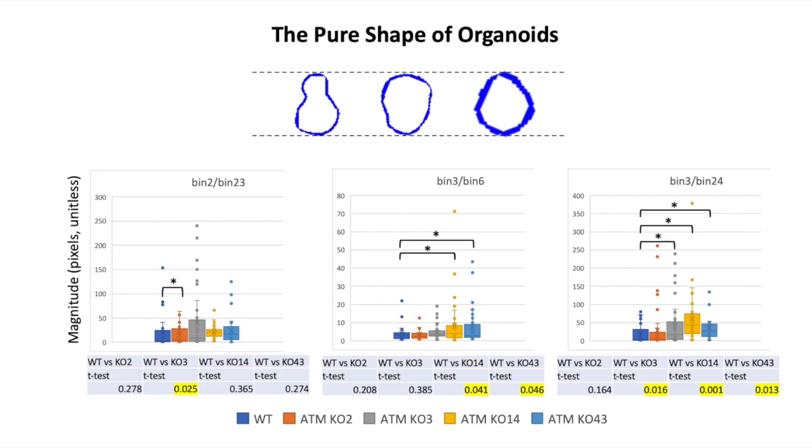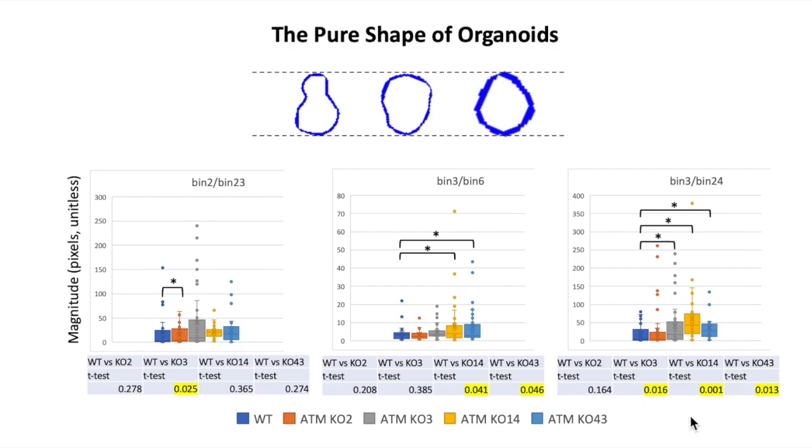So this is what it looks like when we measure pure shape. As you can see here, these three objects were resized. Now they all have the same vertical height. And now we see statistically significant differences that match what our eyes visually saw in terms of an increasingly jagged edge, right, as you go from line 2 to line 43 of the knockouts.